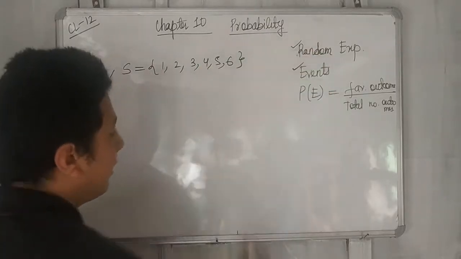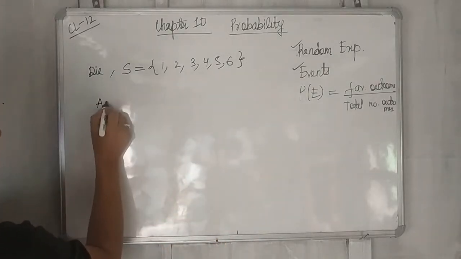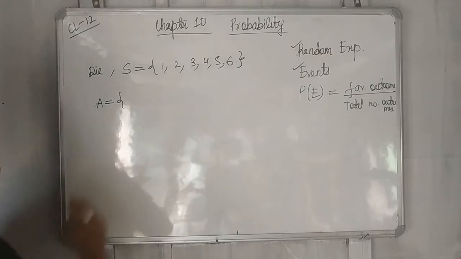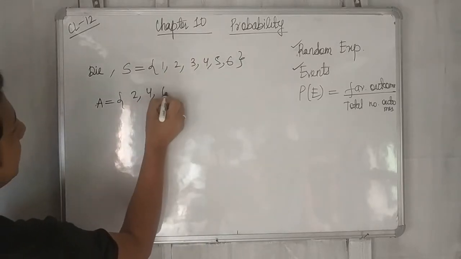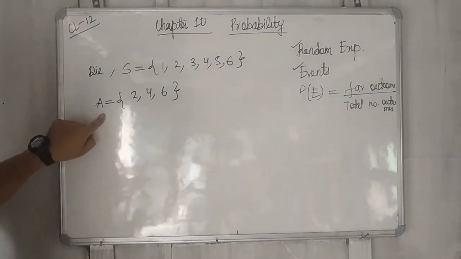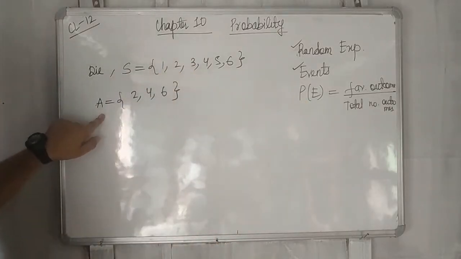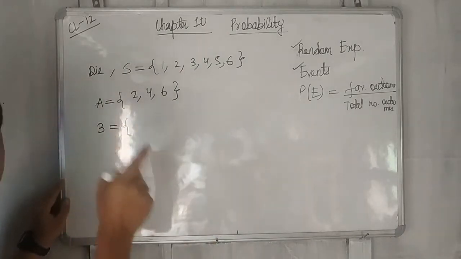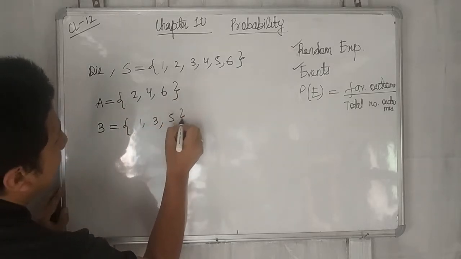Now we come to events. So what do events mean? Suppose I tell you, give me the chances of getting only even numbers. Among 1, 2, 3, 4, 5, and 6, the even numbers are 2, 4, 6. I've kept it as A. So this A is the event of getting only even numbers when a die is rolled. Similarly, I'm keeping B as the event where only odd numbers come. Odd numbers means 1, 3, and 5.